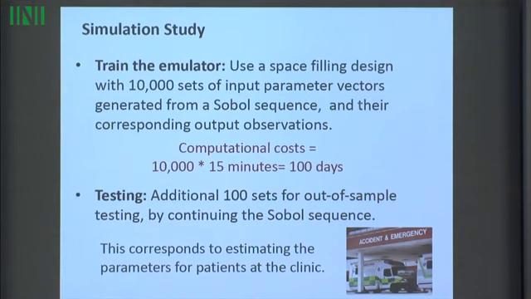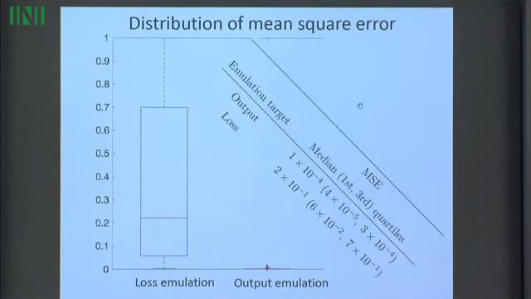Here we have the gold standard, because it's simulated, we know what the true parameters are. And here is a distribution of the mean square error in parameter space out of sample for these 100 points. You see the distribution of the loss emulation, that is where we emulate the objective function, or the loss function, and the output emulation. And you see, well, you reduce the error by 3 orders of magnitude by emulating the output.